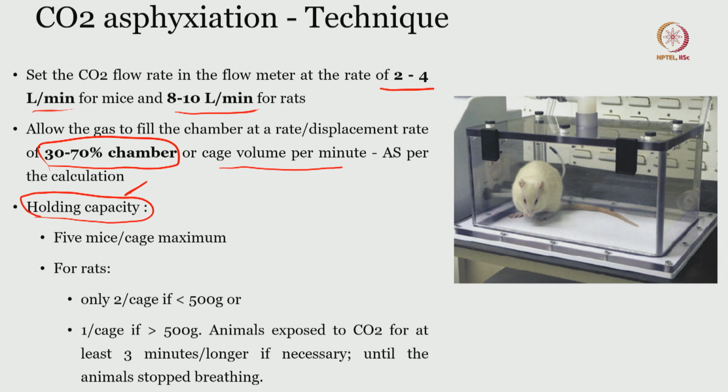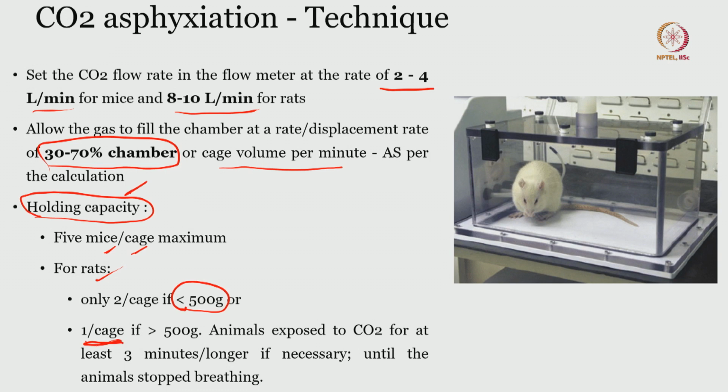So, the recommended holding capacity is 5 mice per cage. That again depends on the size of the cage and the flow rate that you are going to use, but generally not more than 5 mice is allowed. For rats it is different. You can use 2 per cage if the weight of the rat is less than 500 grams. If it is more than 500 grams, it has to be 1 per cage.